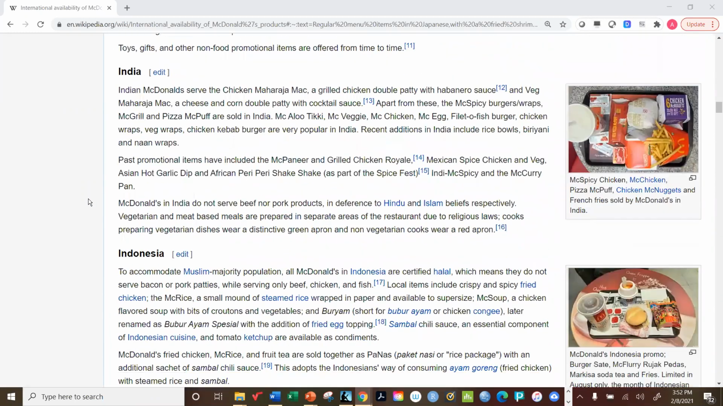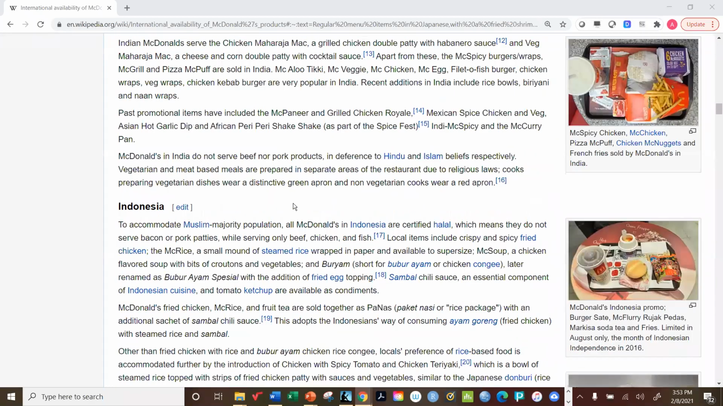Now, in India, they have a real problem there. They don't sell beef because obviously in India most people are Hindus and they don't believe in killing cattle, so they're going to have something different. Oh, and pork either. Wow, man, that's got to be challenging.